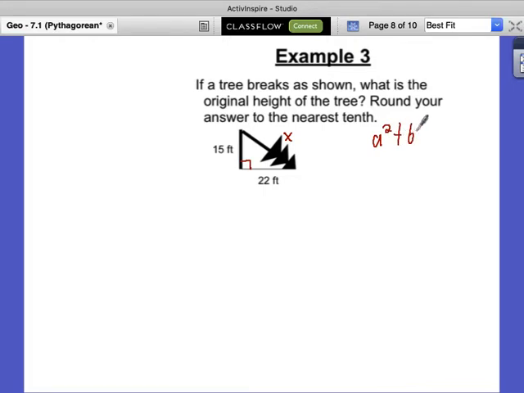A squared plus B squared equals C squared. So we can make this either a C or X. We don't care what we call it.